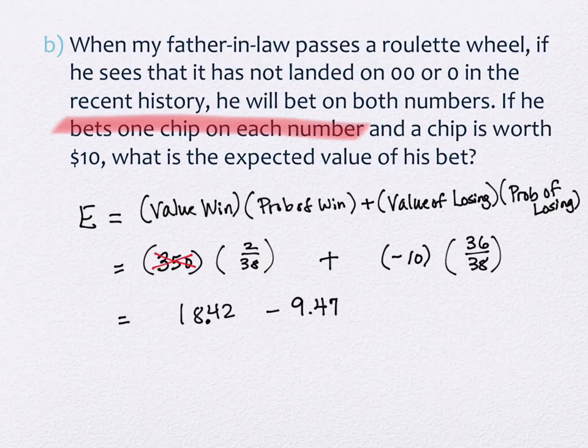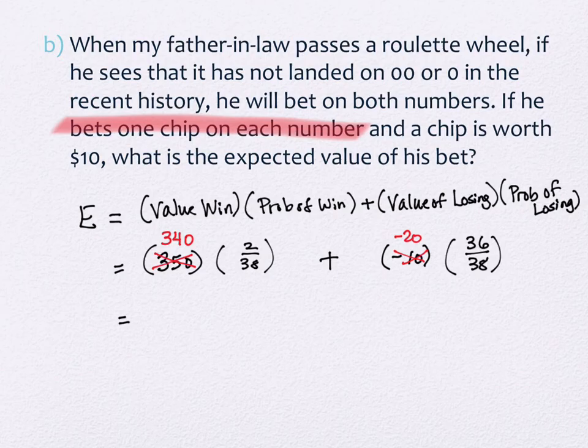The 350 isn't 350, because if he's putting a chip on each number, he's definitely going to lose one of those chips, right? So it's actually 340, because he loses one of the chips, he gets one of his chips back, and he gets the 35 more. And then if he loses both chips, then he loses $20. There we go. So sorry. That's what happens when you don't read carefully.